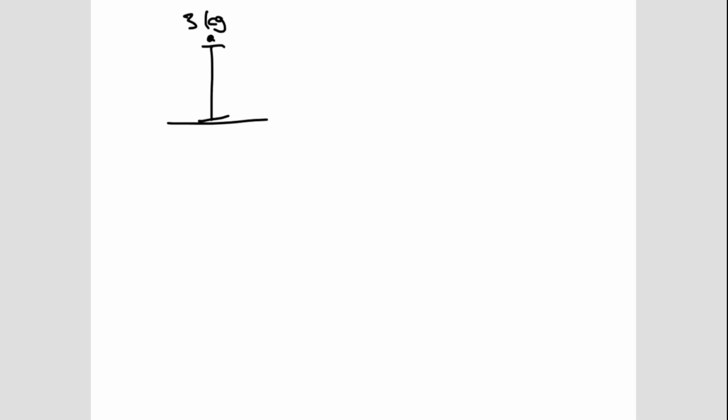Let's say that this object is 15 meters above the ground, and let's say that it has a gravitational potential energy of 90 joules. How would you go about calculating the gravitational field strength from this information?